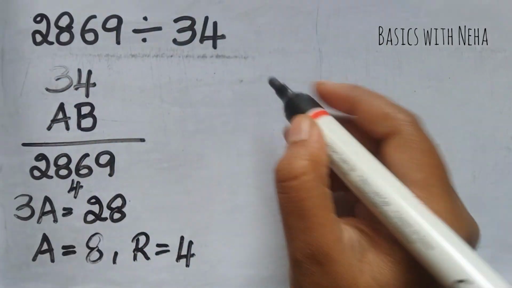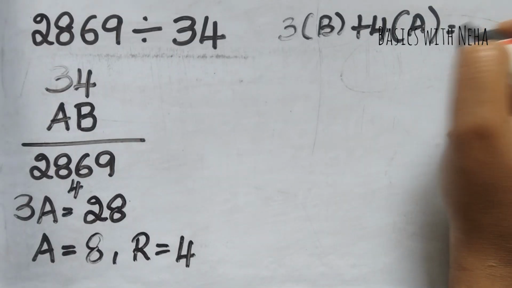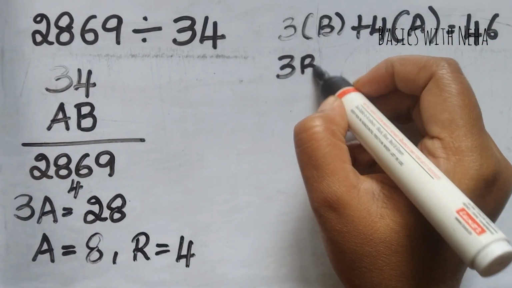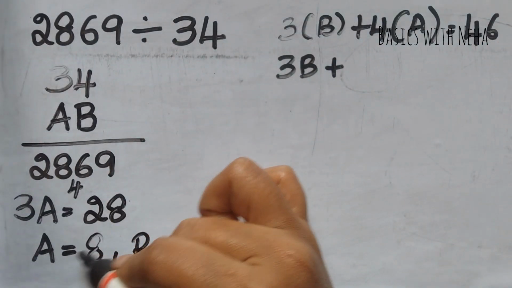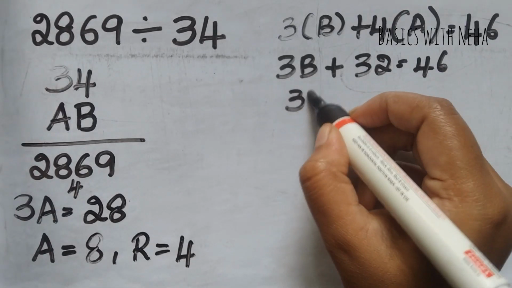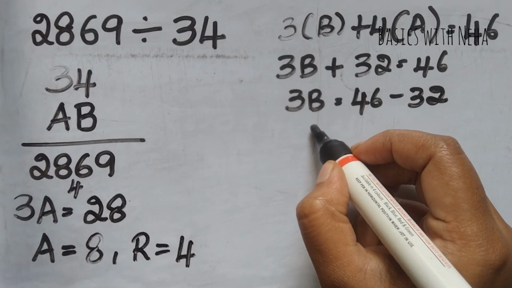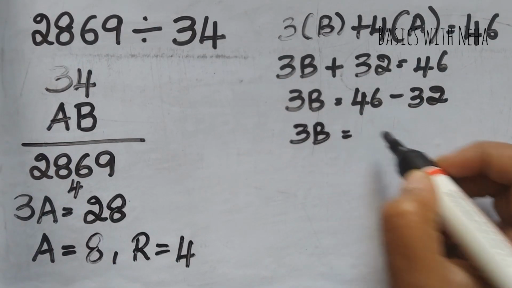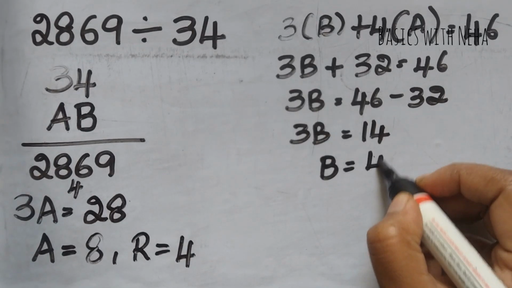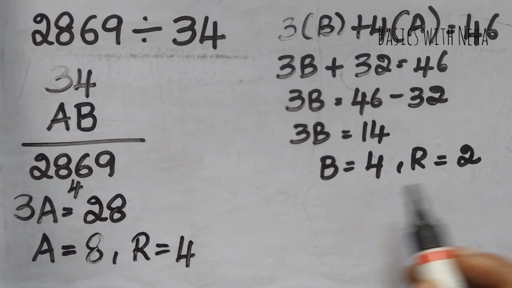Now I'm going to do the crisscross, that is 3 into b plus 4 into a is equal to 46. If I substitute the value for a, it will be 3b plus 4 into a. 4 into a is 32 equals 46. So 3b is equal to 46 minus 32. 3b is equal to 14. b is equal to 14 divided by 3 will give me 4 and the remainder will be 2.